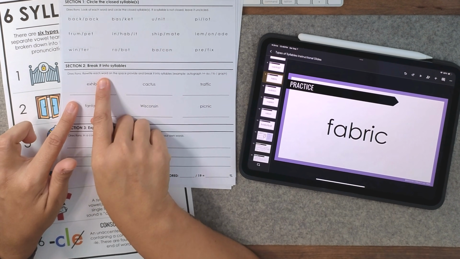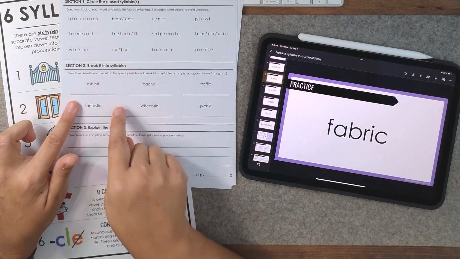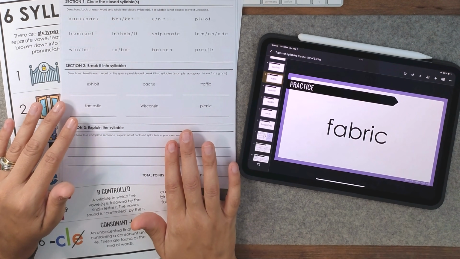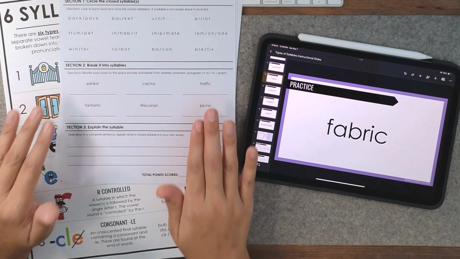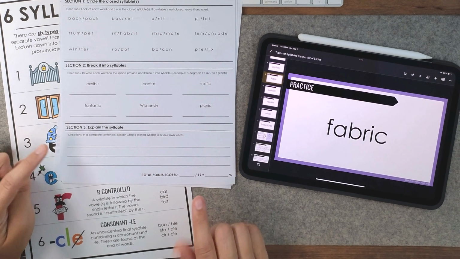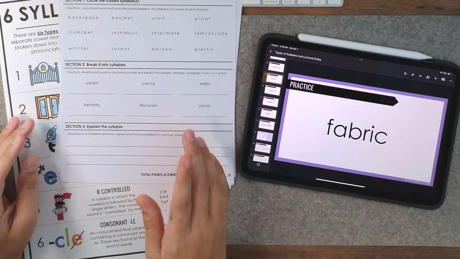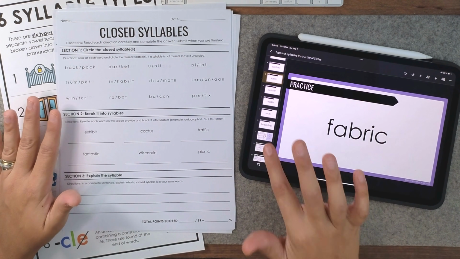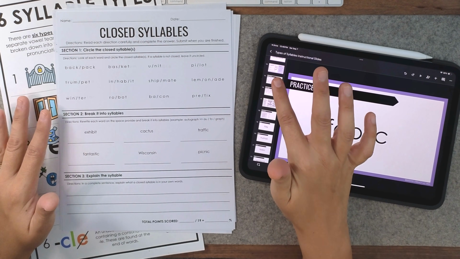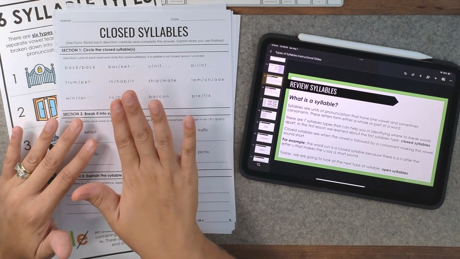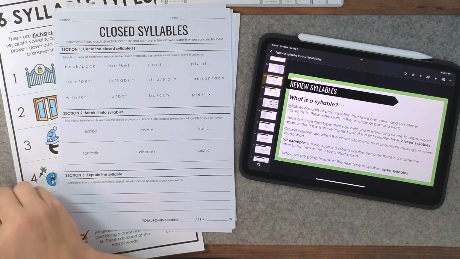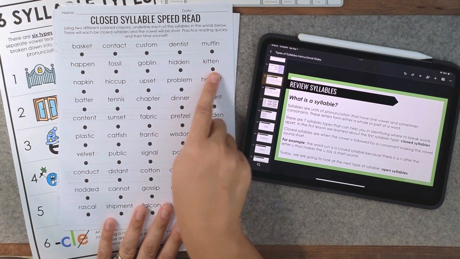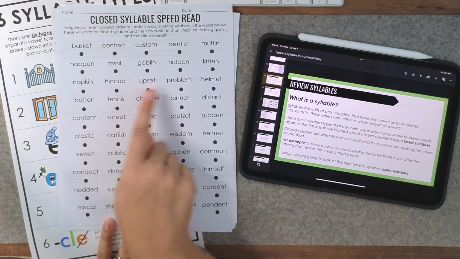But once we go here and they're doing it independently, I want to make sure that they're focusing on words that only have the ones that I've explicitly taught. So in this case, they only have closed syllables. And then at the bottom, explaining the type of syllable. It's just a very quick little exit ticket. And so the next day we would come back and I would have more practice for them. So in this case, I also have some of these where it's reading words that only have closed syllables.